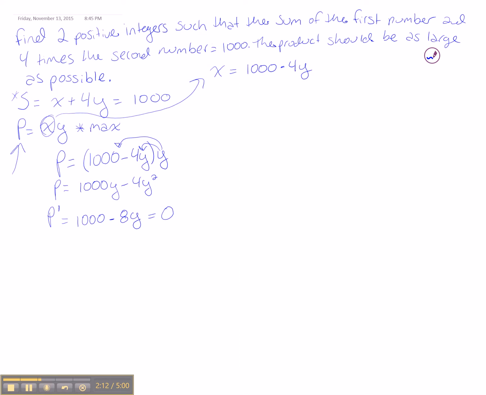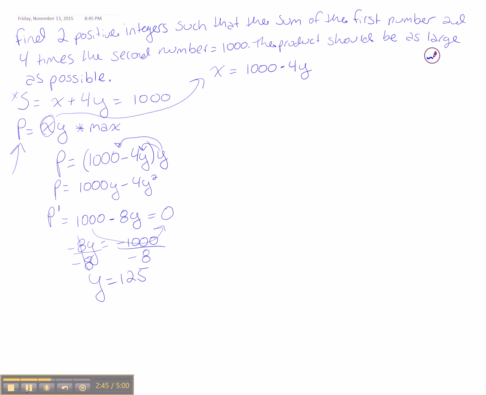Really the algebra for this is pretty easy. I'm just going to have to move the 1,000 over to this side, so that would be negative 8y. I'll just write it all out anyways. Equals negative 1,000, and then you take that over negative 8 over negative 8, so y equals negative 1,000 over negative 8, which gives you a positive 125.